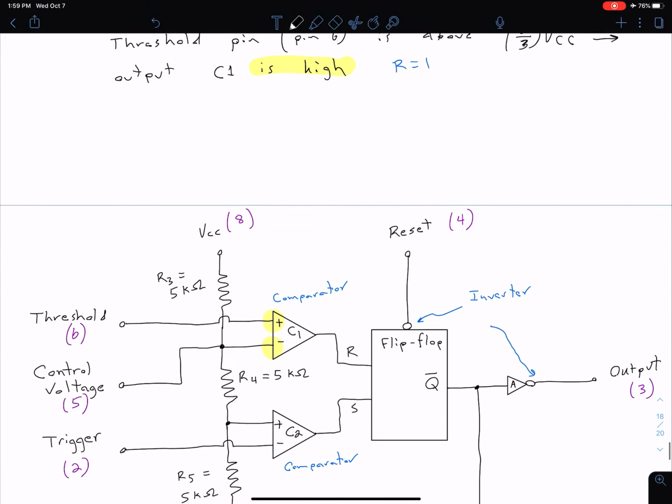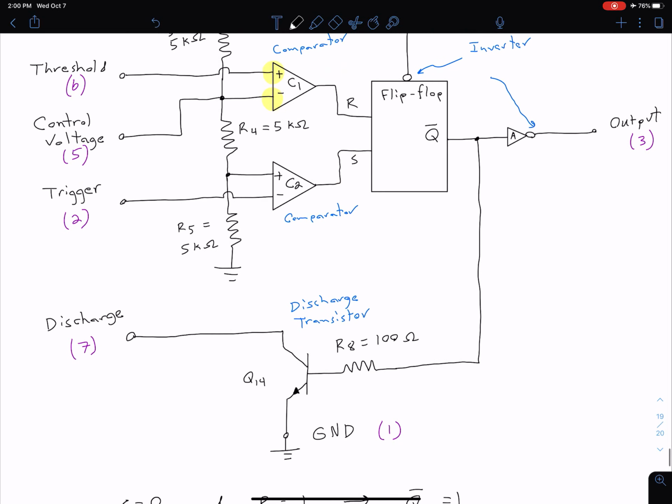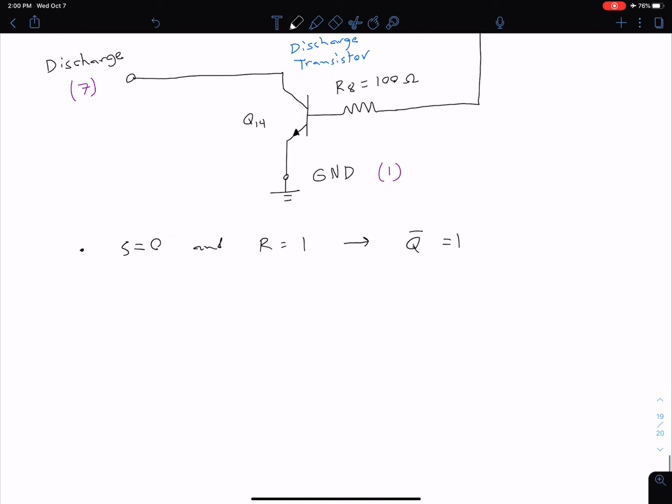So let's come down here, and we can then say, for this case of S equals 0 and R equals 1, looking at our truth table for our flip-flop, we know that's the reset state, so our Q naught is going to be equal to 1. So again, looking at this block diagram, if our Q naught is equal to 1, we've turned on our discharge transistor. So Q1, our discharge transistor, is on.